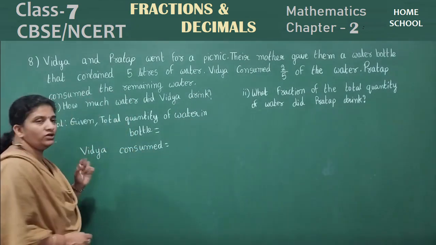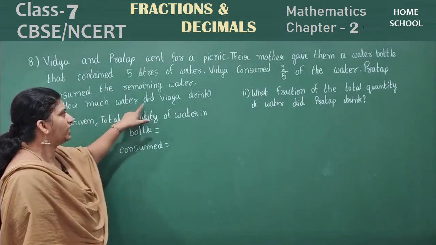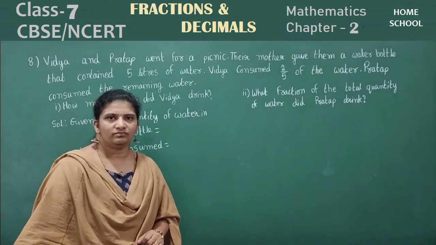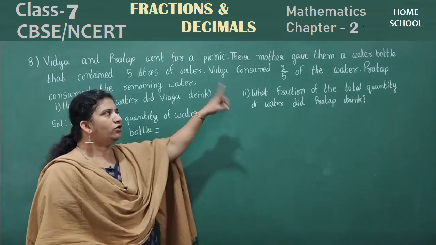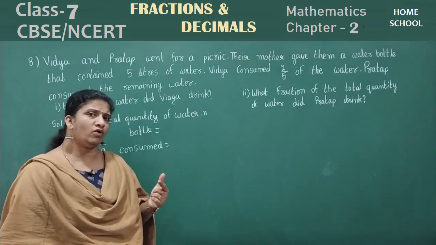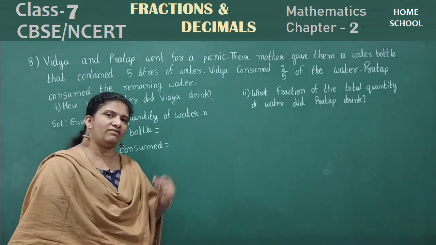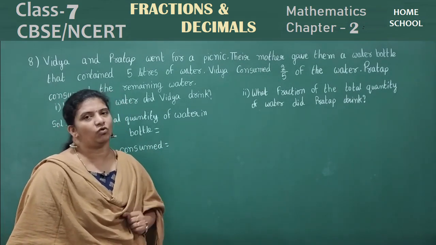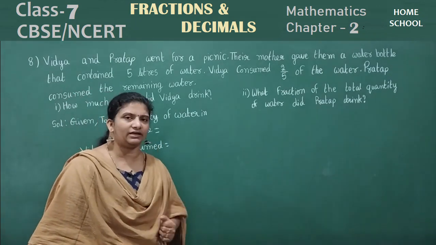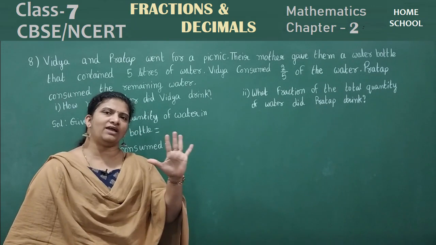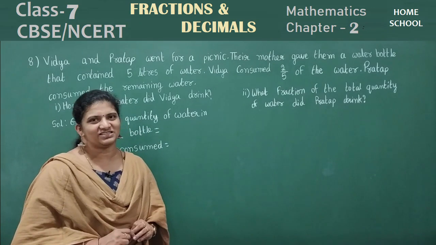So what are the two sub-questions? What is the first sub-question? How much water did Vidya drink? 2/5 of the water. 2/5 of 5 liters: 5 cancels. 2 liters of water Vidya drank. The remaining water Pratap drank. If you remove 2 liters from 5 liters, 3 liters is your answer.